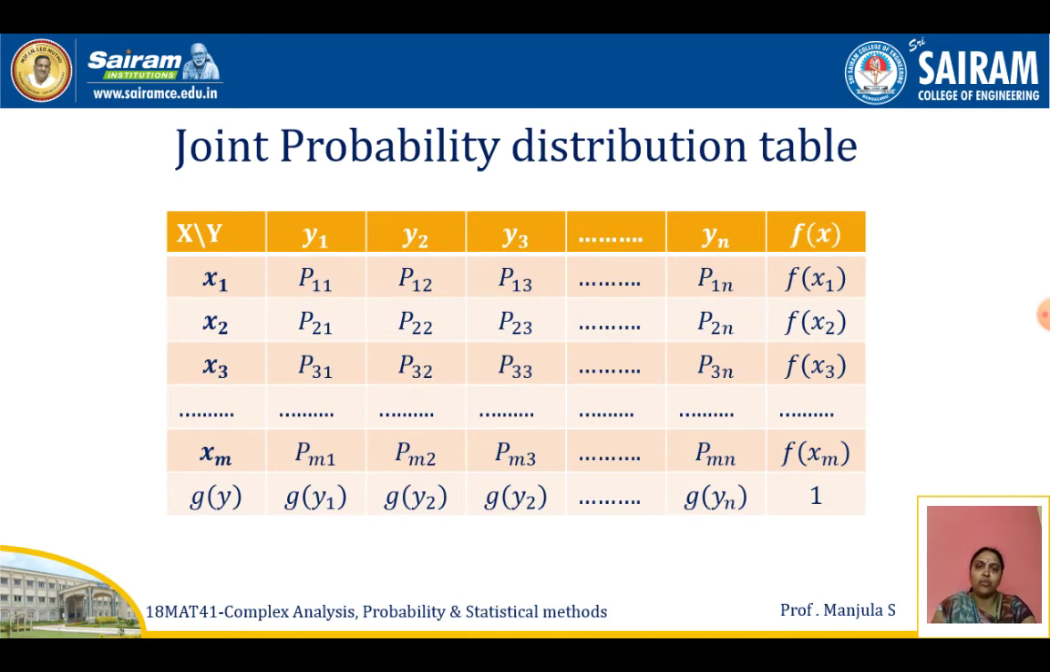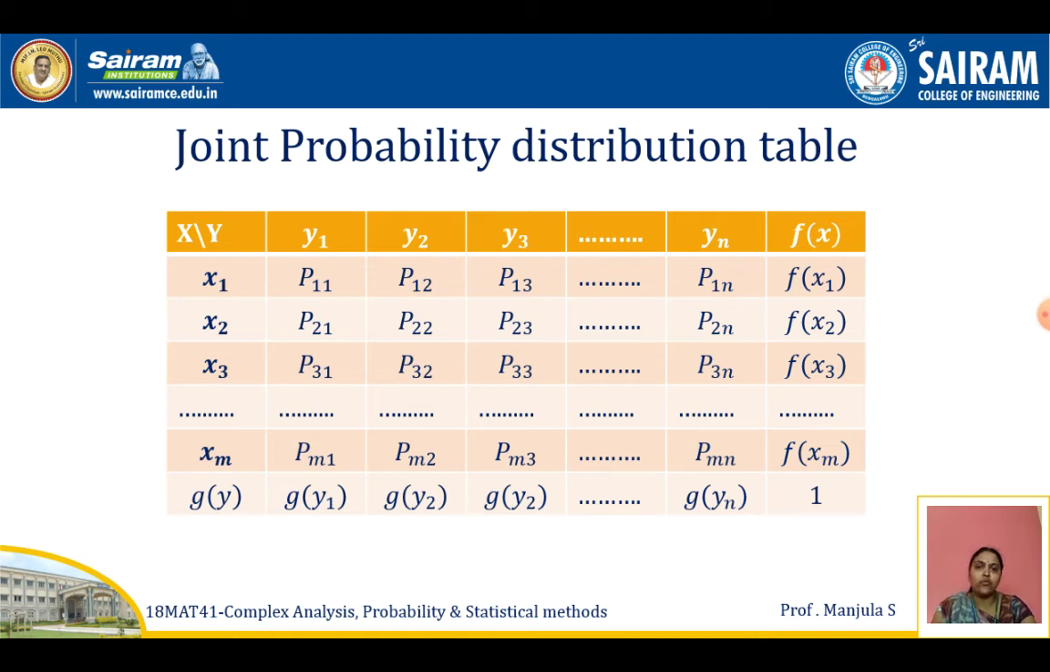So this joint probability distribution table can be written like this. Row wise y1, y2 and so on up to yn. Similarly column wise x1, x2 and so on up to xm. So P11 represents x1 comma y1, P12 means x1 comma y2, like that you can write up to Pmn.